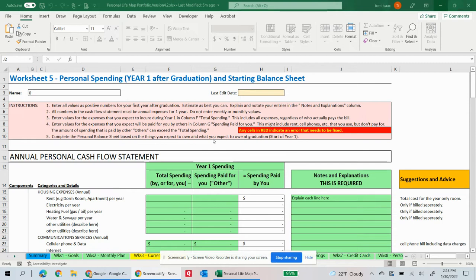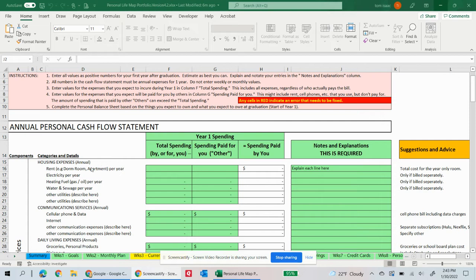Now, in this workbook, we've got it divided up so that you can separate out what expenses are being paid for you and what expenses are being paid by you. They may not always be the same. So, for example, in the first part of the worksheet, in the housing expenses, we have things like rent.